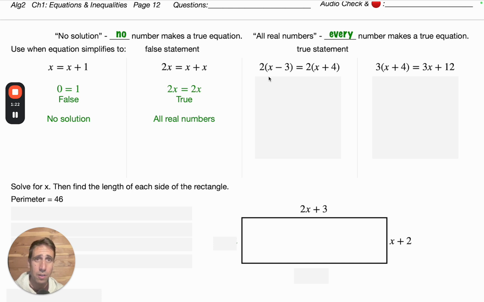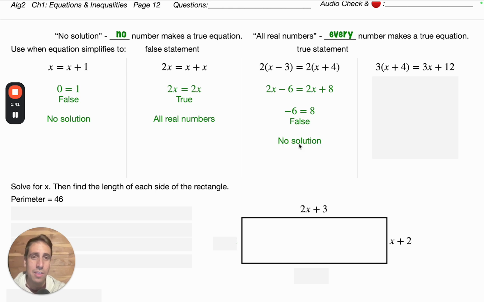Let's try this one over here. Okay, so I think what I need to do is distribute, yay, and then I'm going to subtract 2x from both sides. And then I get negative 6 is equal to 8, which is a false statement. Negative 6 doesn't equal 8. Turns out there's absolutely no number that you can put into the original equation that makes it work. So we say no solution. No number makes a true equation. No value of x could possibly make this original work.